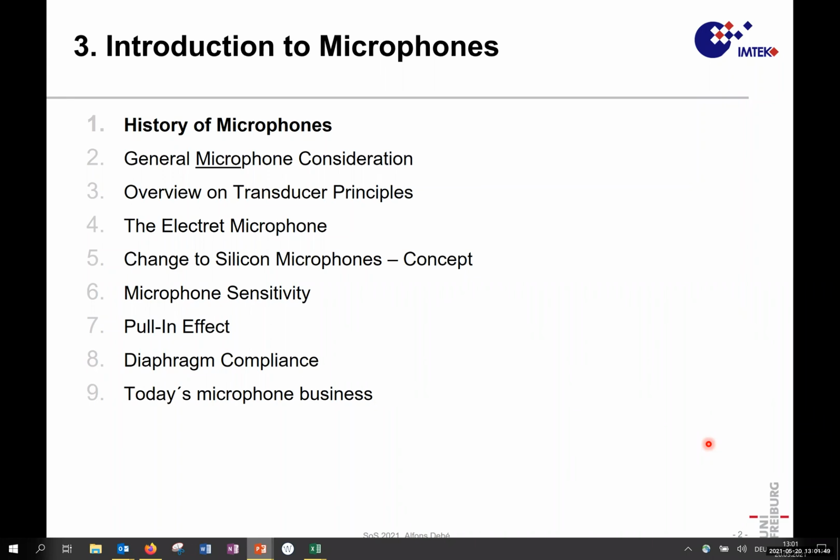And one of the first successful microphones, which is really small, was the electret. So we see this, and then the change to the silicon microphones. And I reflect on the sensitivity, how to define this, and what is important to gain it. There's a limitation as well, which is the so-called pull-in effect for electrostatic transducers. And we see the compliance of the diaphragm, which is also quite important. And last but not least, a little insight into business topics for those devices.